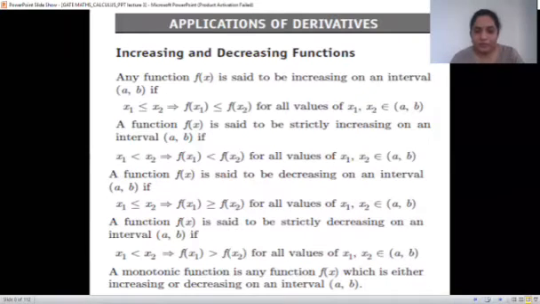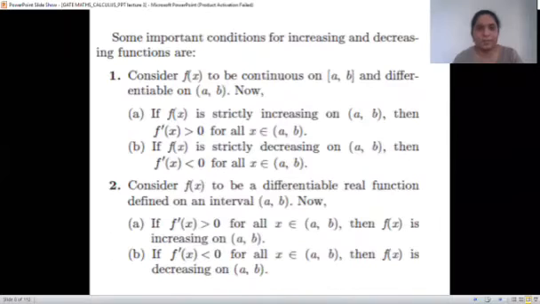Then a monotonic function is any function which is either increasing or decreasing. If the function is increasing or decreasing, it is called a monotonic function. And if it is not either increasing or decreasing, then it is not monotonic. Okay, next are some important conditions for increasing and decreasing functions.